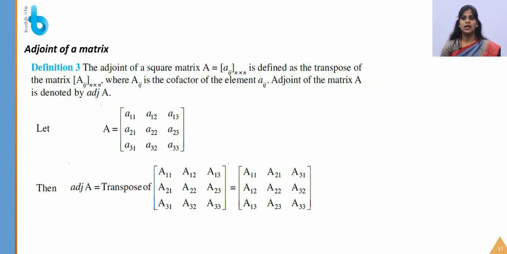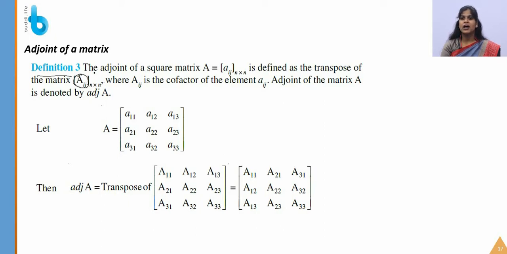Next, we will see the adjoint of a matrix. We will first see the definition of the adjoint. The adjoint of a square matrix A equal to [Aij] n cross n is defined as the transpose of the matrix [Aij] n cross n. That is, see, what is it?